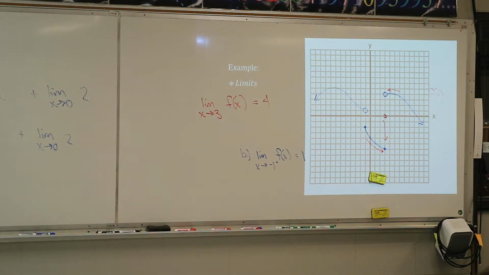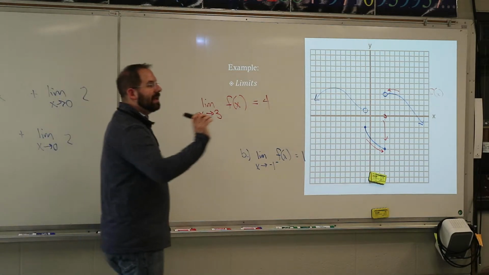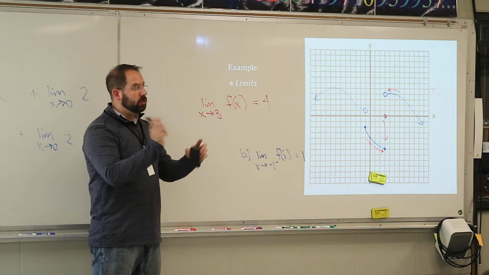Because what I want to happen, when I approach from the right and left side, is for them to go to the same number. That's what I want. So it doesn't exist if there's 2 different spots. Exactly. It doesn't exist if they're going to 2 different numbers at the same time.